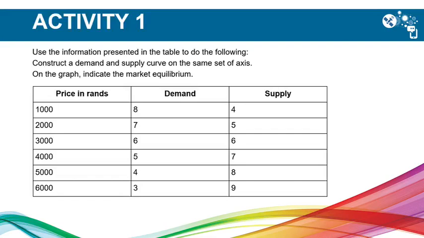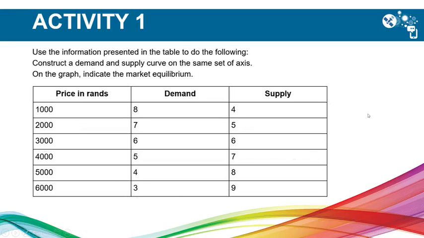Activity 1. Use the information presented in the table to do the following. Construct a demand and supply curve on the same set of axes, and on the graph indicate the market equilibrium. There they've given us the price in rands. It ranges from 1,000 Rand to 6,000 Rand. And there we've got our demand schedule and our supply schedule as well. So we need to now take this information and put it onto a graph.